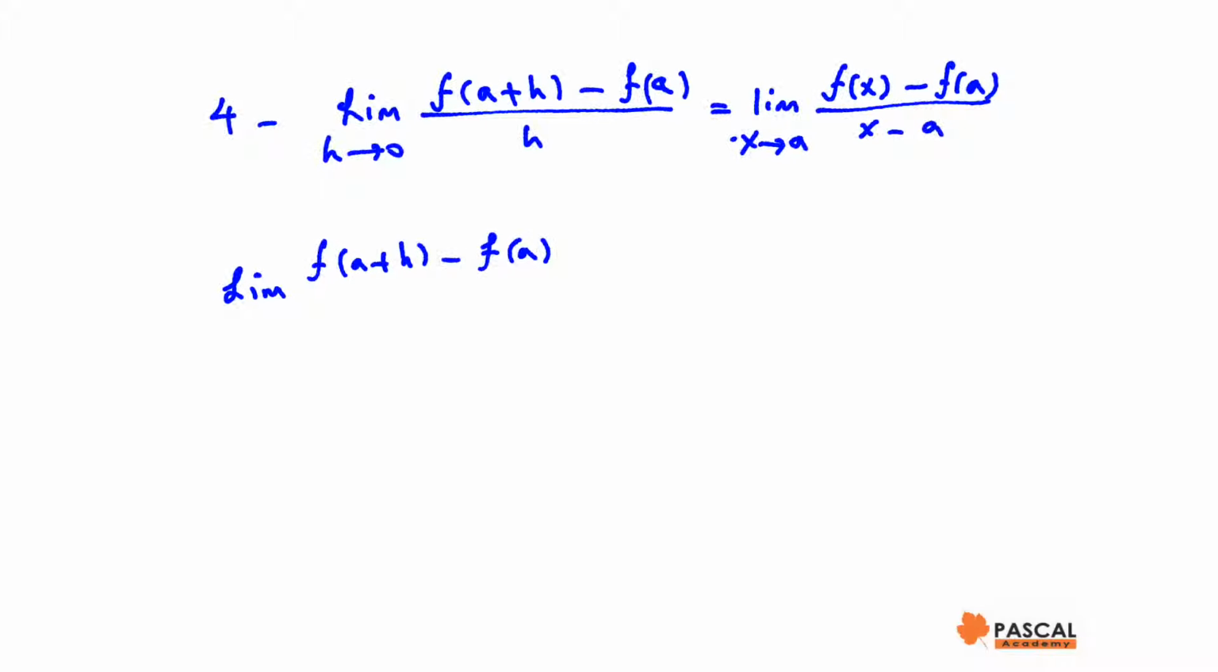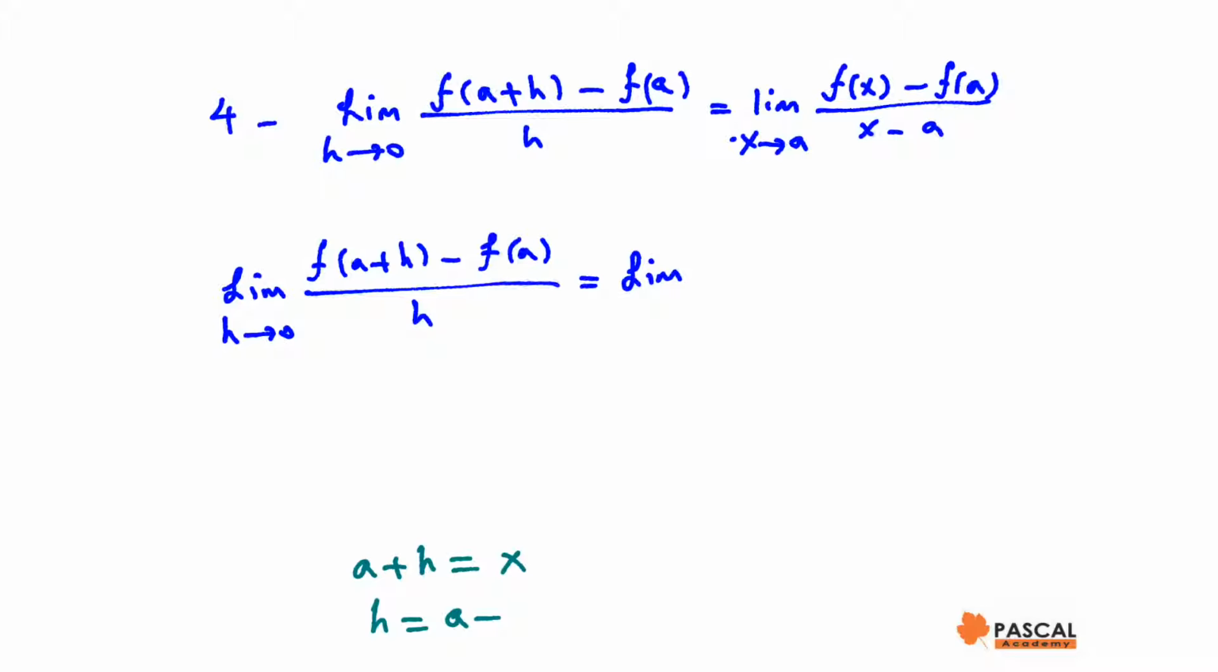The limit of f of a plus h minus f of a, over h, as h approaches 0, is the same as the limit where we assume a plus h is x. Then h would be x minus a. And as h approaches 0, x approaches a. When h is getting close to 0, a plus h is getting close to a.